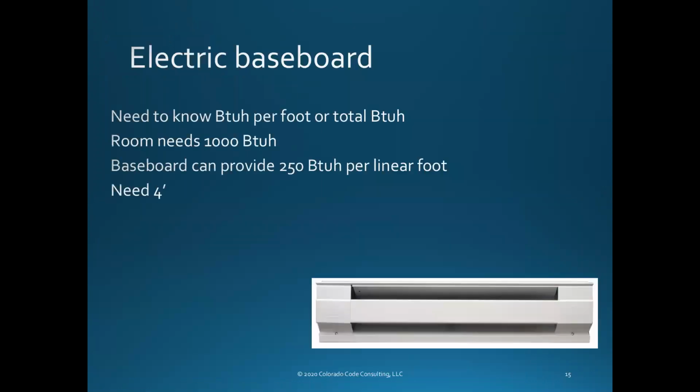So that was quick. And electric baseboard, pretty straightforward. If my room needs 1,000 BTUs, just as an example, and I got an electric baseboard that'll give me 200 BTUs per linear foot, I need a 4-foot baseboard. Yeah. So electric's pretty simple, especially if you use an electric baseboard, plug it in. It's just a little bit of math. And heating is the easy part.